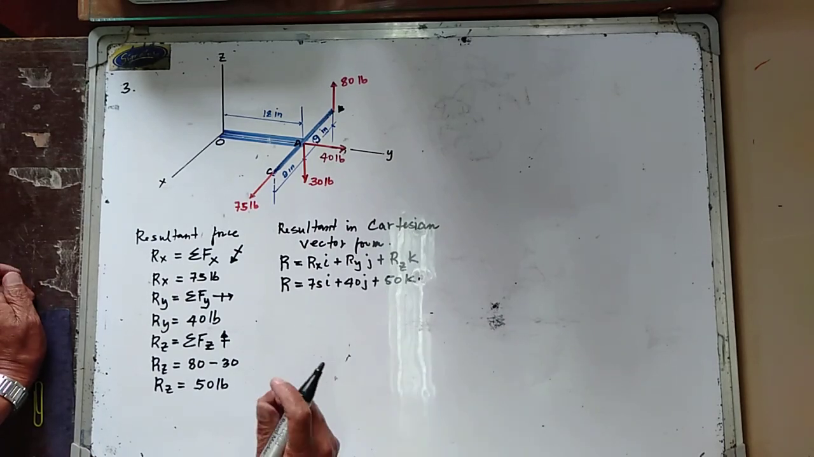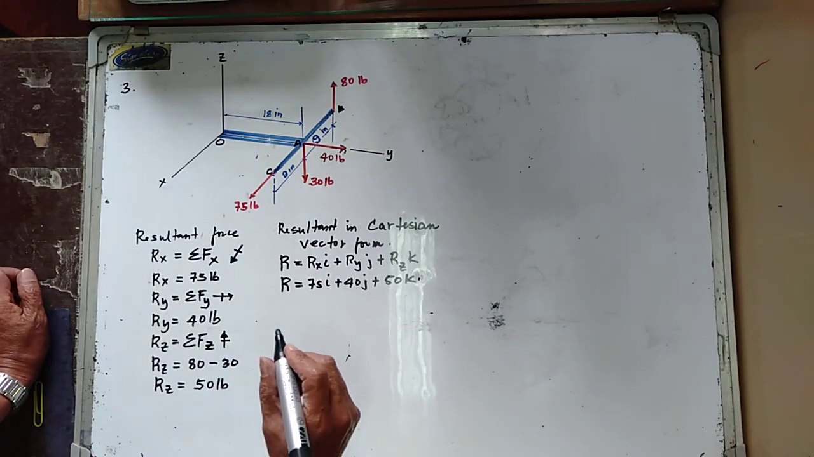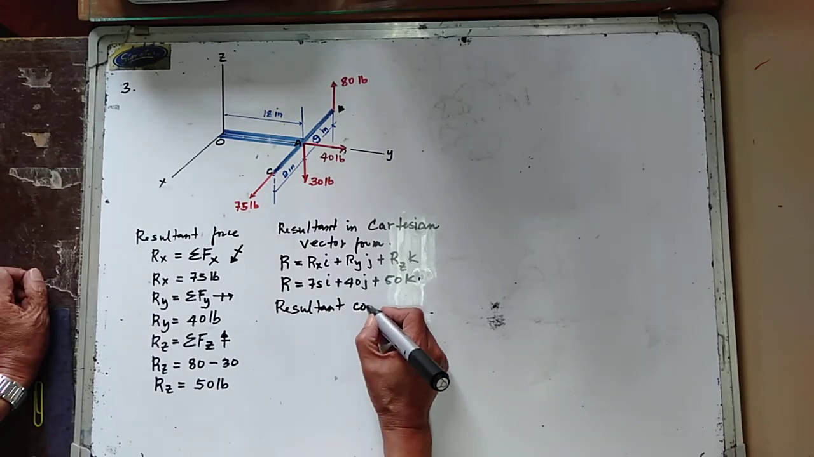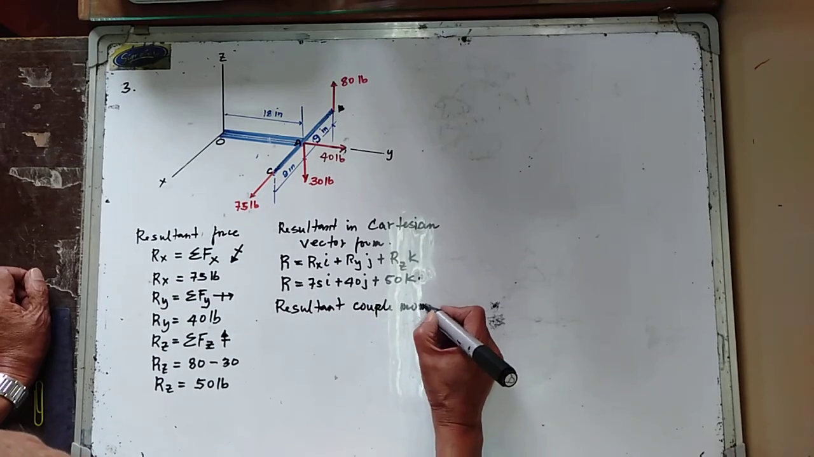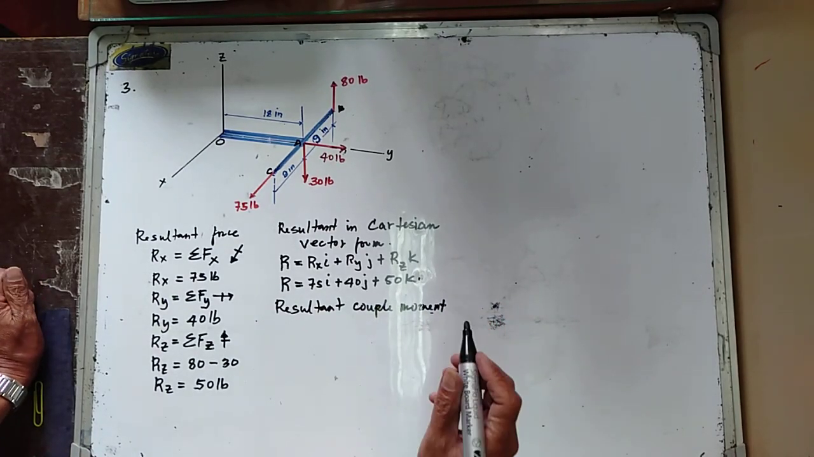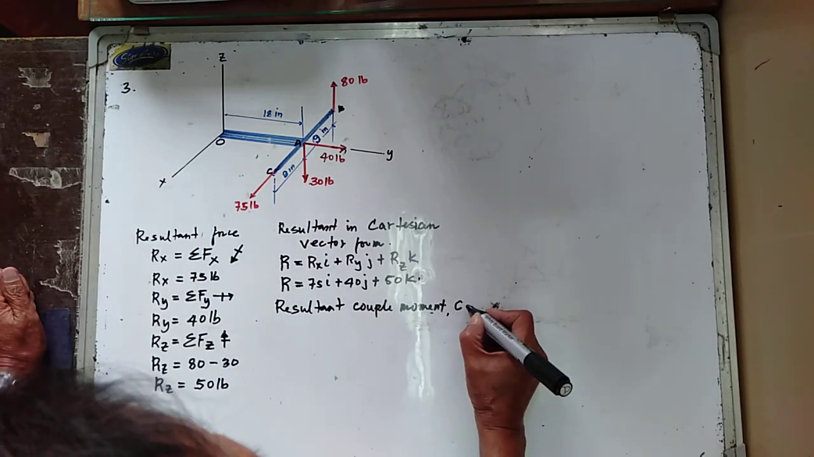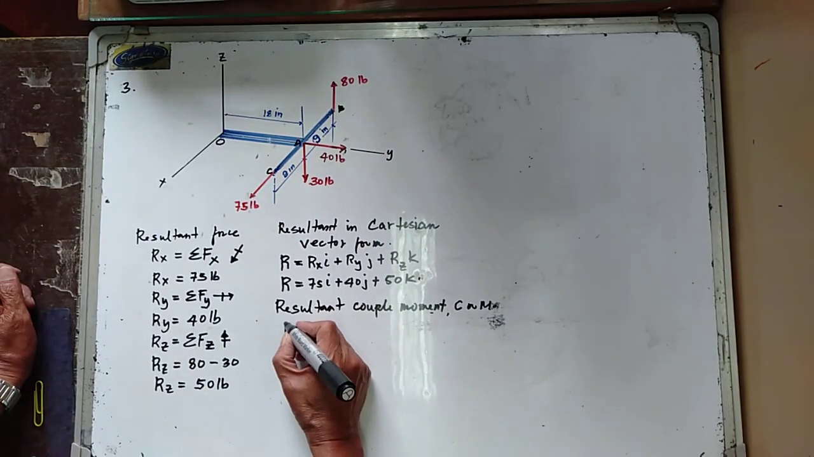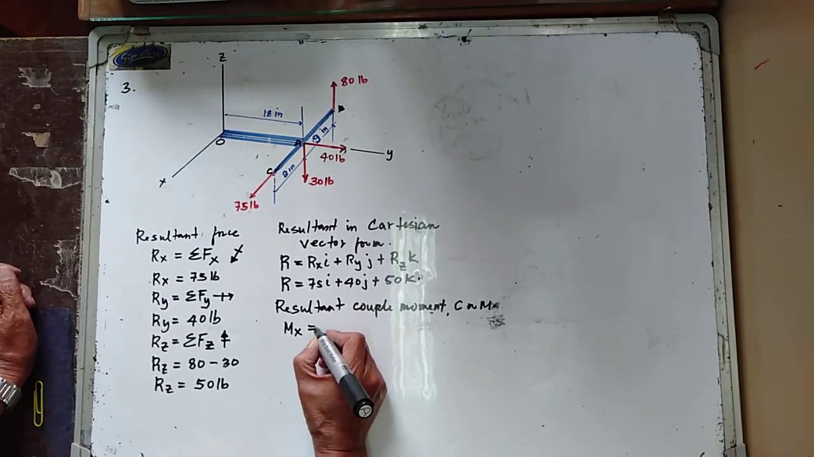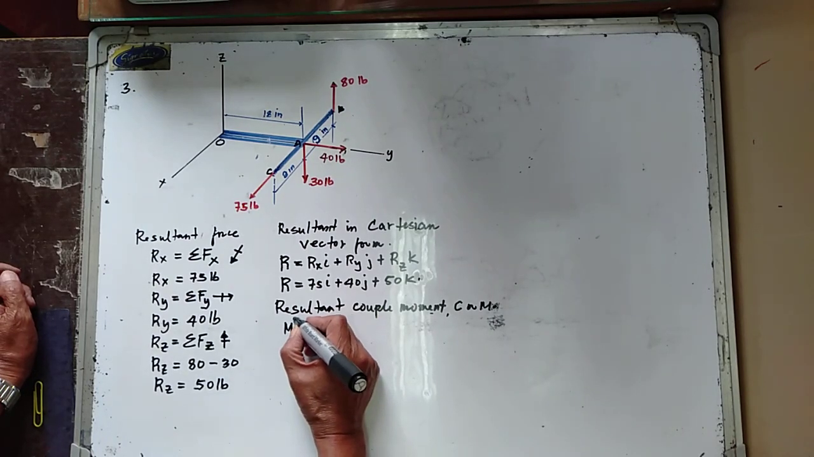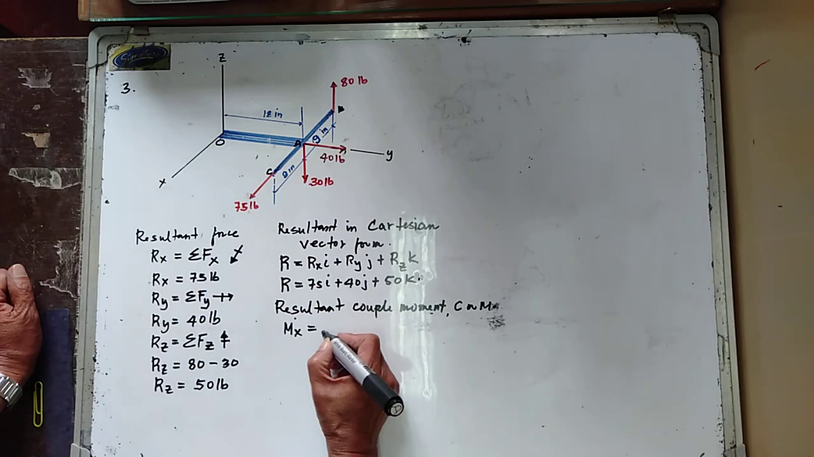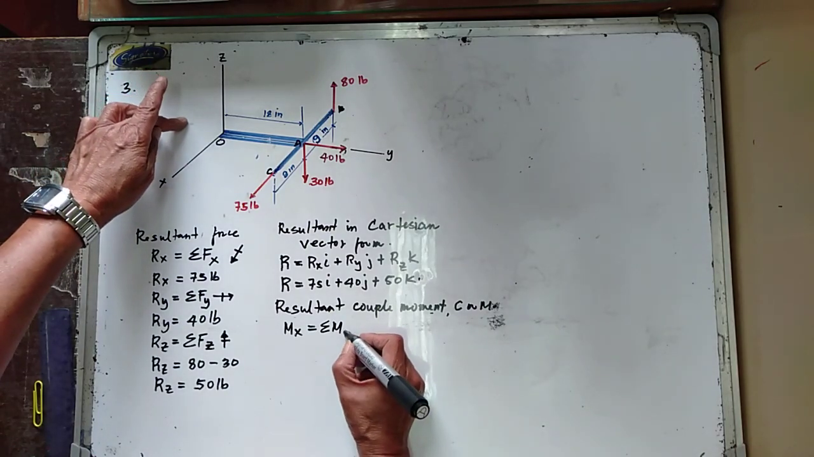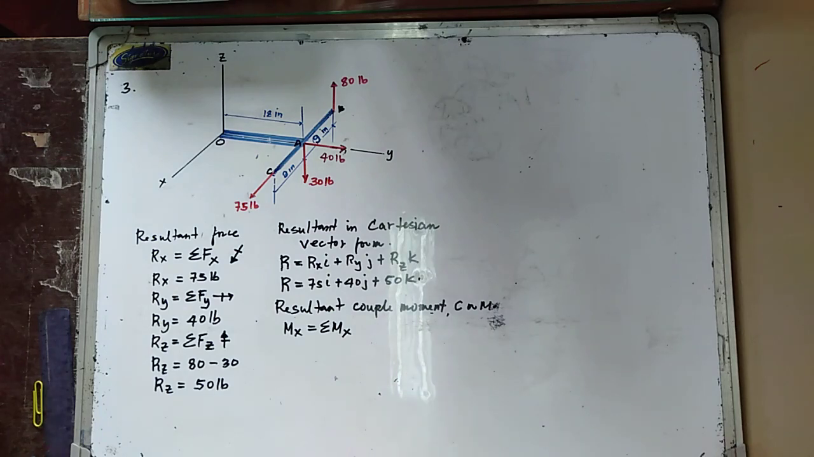Now, how are we going to determine now the resultant couple moment? So let us try to determine now the resultant couple moment. So this could either be C, represented by C, or N. Moment about the x-axis is now equal to moment of the resultant force. Moment about is equal to the summation of moments. So it's equal to the summation of moment of all the forces in the system about the same axis, and that is now your x-axis.